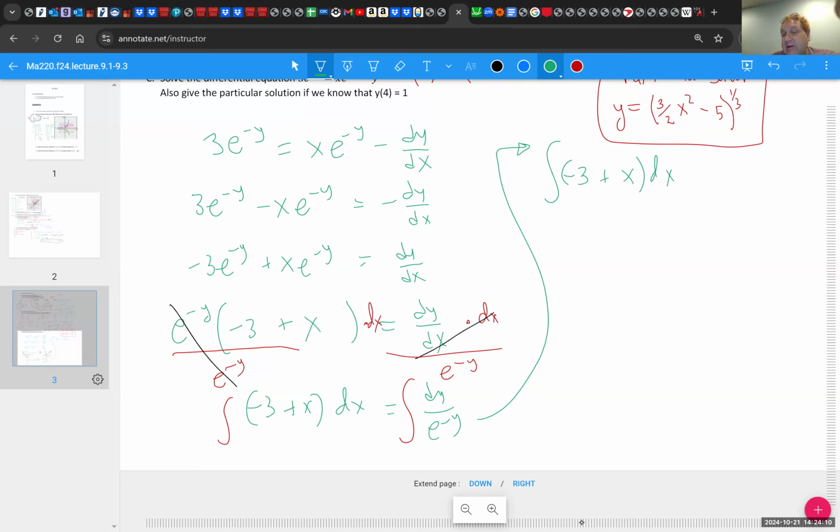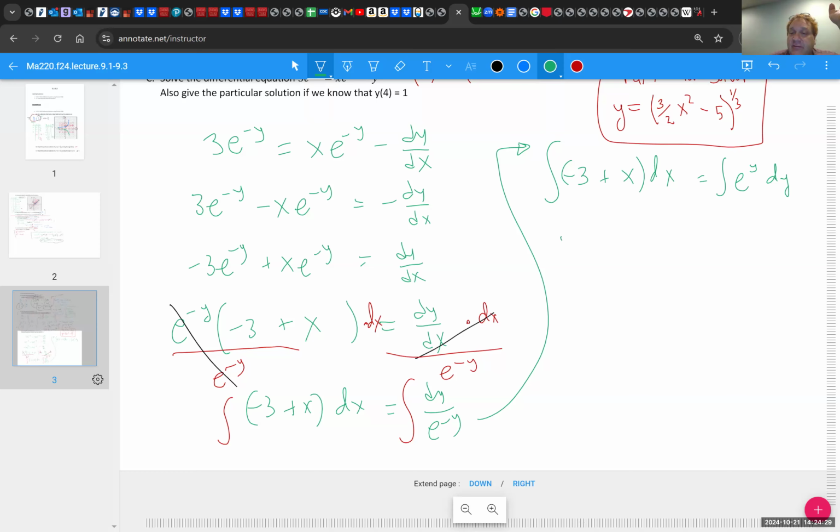On the other side, we have e to the negative y, which, since there's a negative exponent, you can do the reciprocal. So this is just e to the positive y in the numerator. And that too is actually a straightforward integral to do. The integral of e to the y is e to the y. All right, so let's finish up this problem.